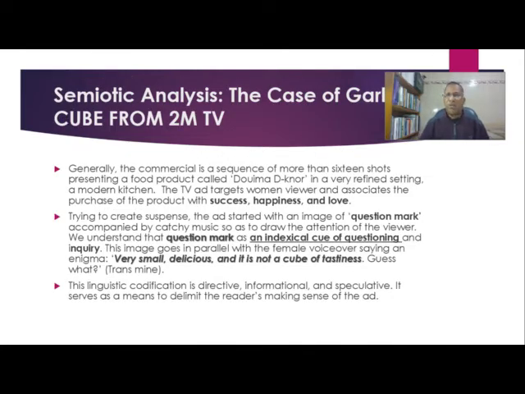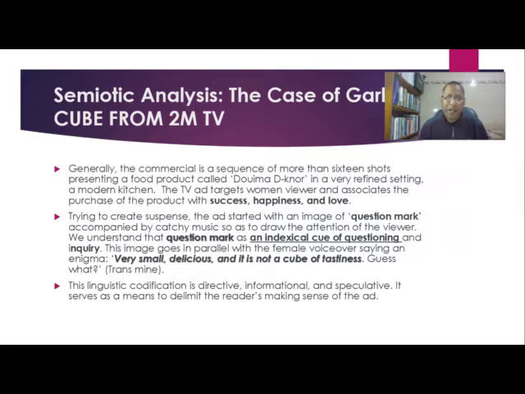Generally speaking, the commercial is a sequence of more than 16 shots. Normally it is not a shot; it's a sequence. I have used a software called Aurora, I think, to deconstruct the shots in order to understand the different parts of the sequence. But the sequence, more than 16 shots, presents a food called Dwima Knorr in a very refined setting of a modern kitchen. The TV ad targets women viewers and associates the purchase of the product with success, happiness, and love. And this is quite evident from the satisfaction of the husband at the end.